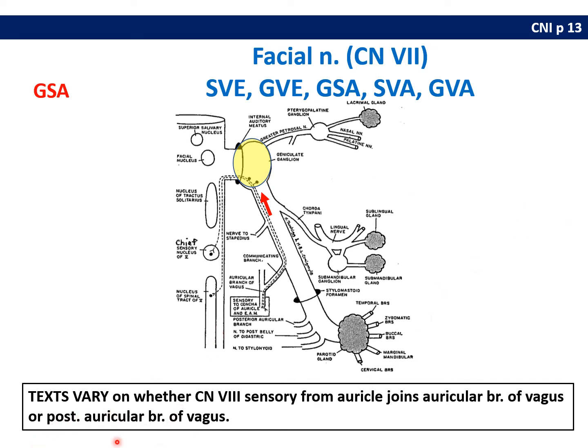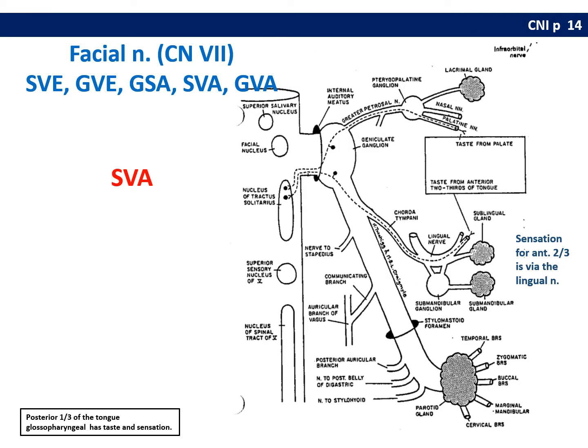Notice that the texts do vary on whether or not the facial sensory from the auricle joins the auricular branch of the vagus. So there's some inconsistency there, but it's shown here that these branches join the auricular branch of the vagus. The GVA fibers of the facial nerve are also going to have cell bodies located in the geniculate ganglia.